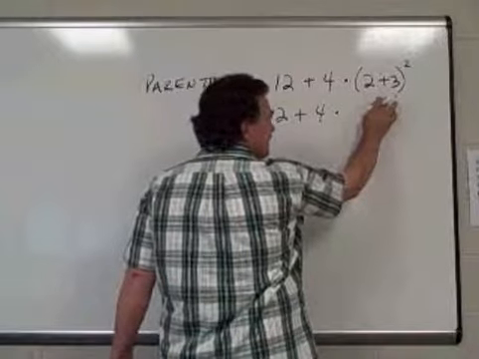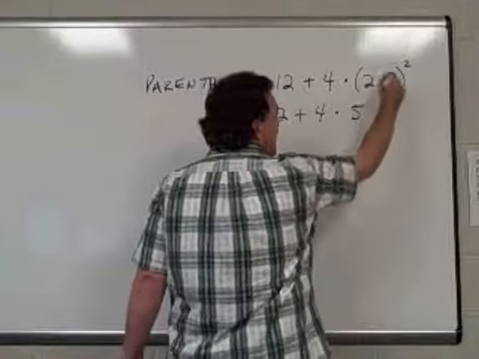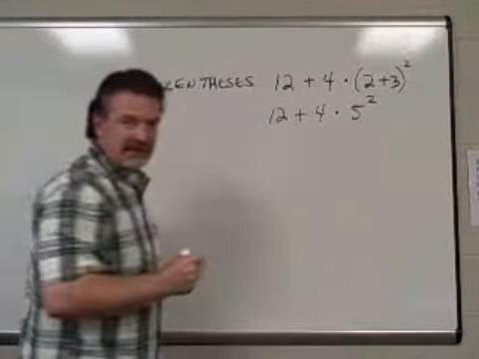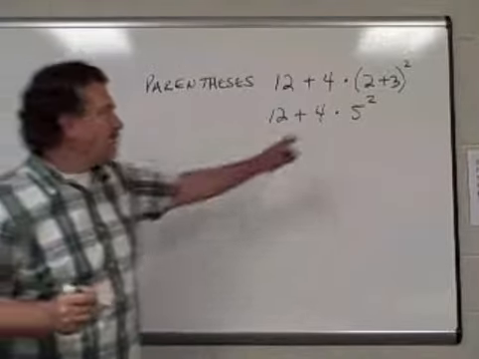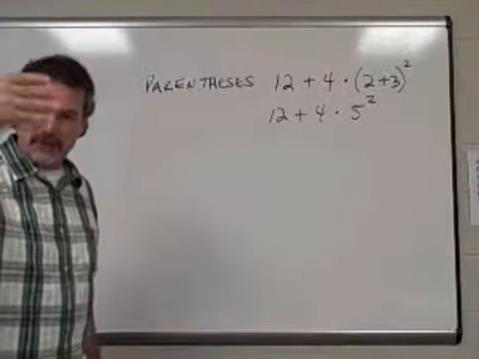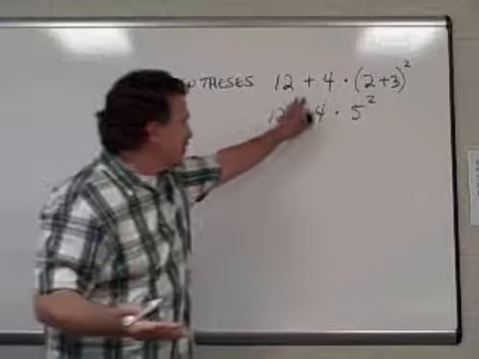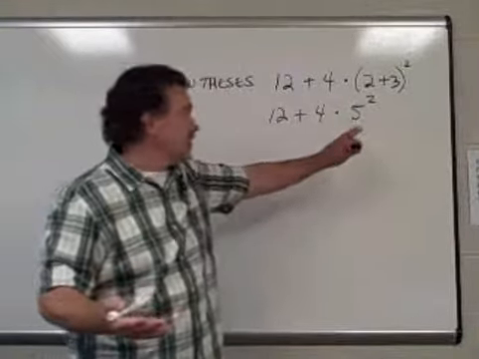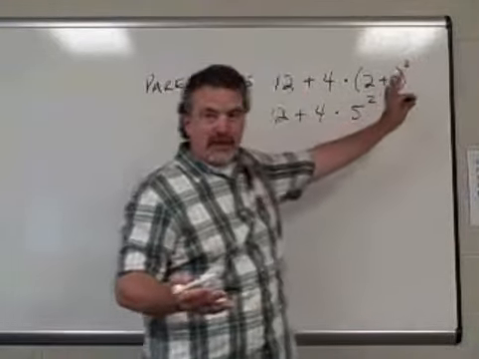2 plus 3 will give us 5, so now it's 5 that would be raised to the second power. The operation inside parentheses had precedence over the addition that was here, the multiplication that was here, the raising to a power that was there.